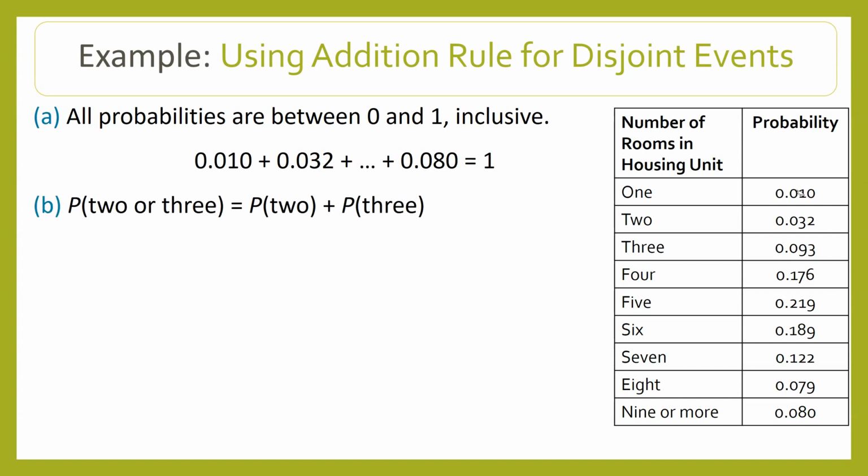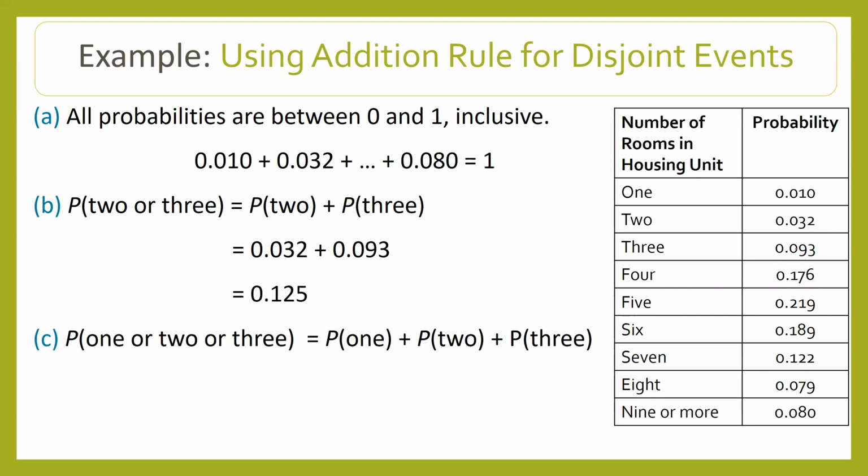Now, let's look at the probability of 2 or 3 based on the probability of disjoint events. We have probability of 2 plus probability of 3, and probability of 2 from here is 0.032, probability of 3 is 0.093. So when we do the addition, we get 0.125.